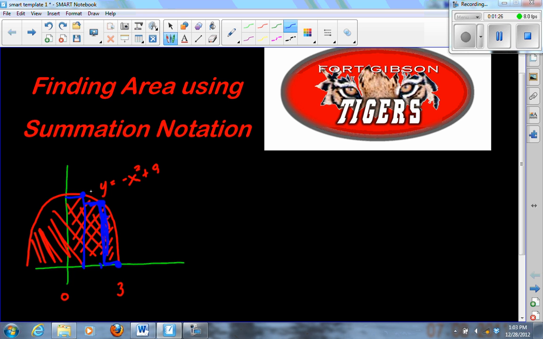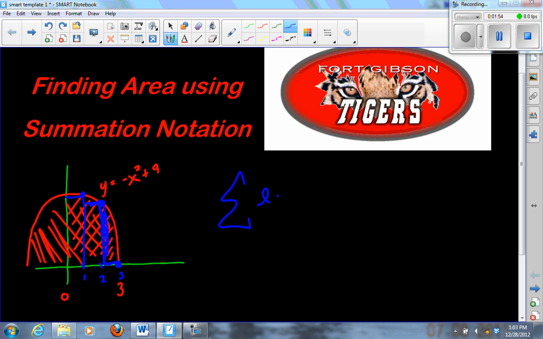Now how do you know exactly where that is? Well, think about it. This is x equals 1, this is x equals 2, this is x equals 3. So if you wanted to find out these y values, or in other words the heights of these rectangles, you could use this function and find the rest of the ordered pair, and that would tell you your exact y values.